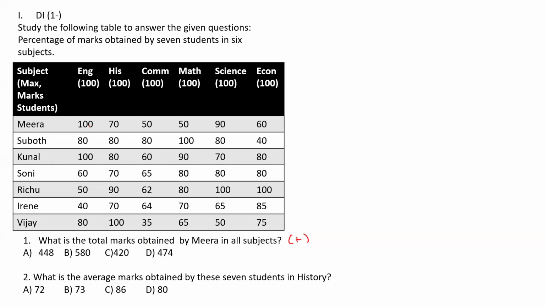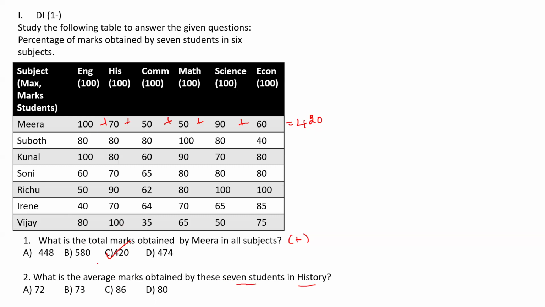So for Mira's marks, you just need to add up all the values. If you add up all the values, 100 plus 70 plus 50 plus 50 plus 90 plus 60. Here 10, 7, 10 plus 10, 20, 30, 35, along with that plus 2 is 42. So it's 420. Option C.